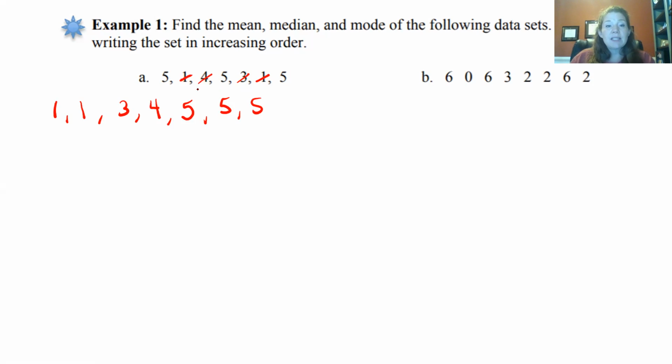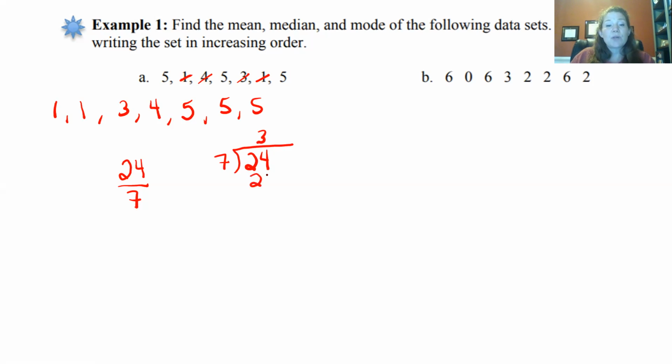All right, so to find the mean, the first thing we do is we add up the digits. So 1 plus 1 is 2, 2 plus 3 is 5, 5 plus 4 is 9, 9 plus 5 is 14, 14 plus 5 is 19, and 19 plus 5 is 24. So the sum of our digits is 24, divided by the number of digits, 1, 2, 3, 4, 5, 6, 7. So that's not a whole number, so we're going to go ahead and divide, and we'll round to the nearest tenths place. 7 will go into 24 3 times.